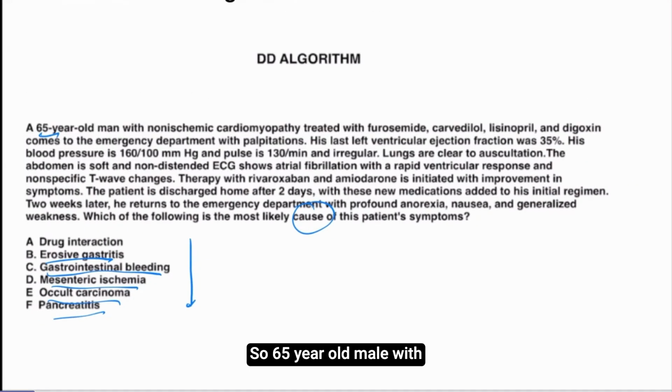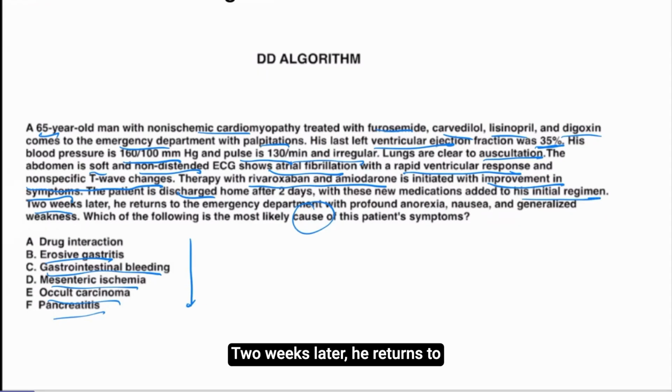So a 65-year-old male with non-ischemic cardiomyopathy treated with furosemide, carvedilol, lisinopril, digoxin comes to the ED with palpitations. His last left ventricular ejection fraction was 35%. His blood pressure is 160 by 100. Pulse is 130 per minute and it's irregular. Lungs are clear to auscultation. Abdomen is soft. ECG shows AFib with rapid ventricular response and non-specific T-wave changes. Therapy with ribavirin and amiodarone is initiated with improvement in symptoms. The patient is discharged home after 2 days, and these new medications are added to his initial regimen. 2 weeks later, he returns to the ED with profound anorexia, nausea, and generalized weakness.